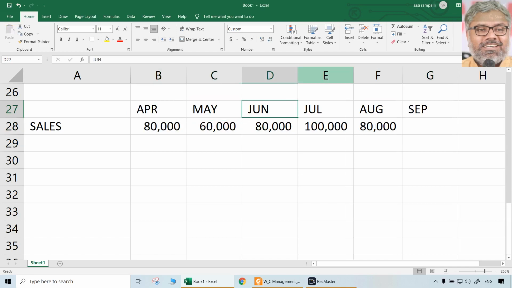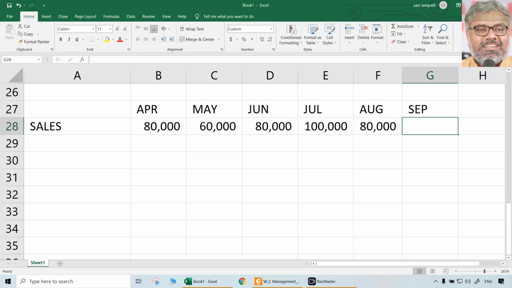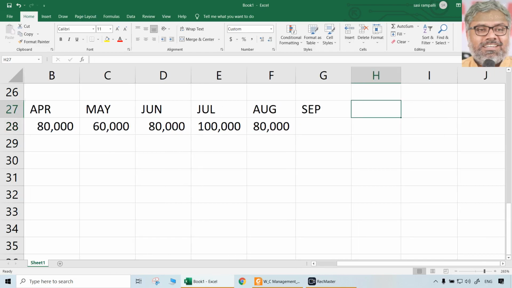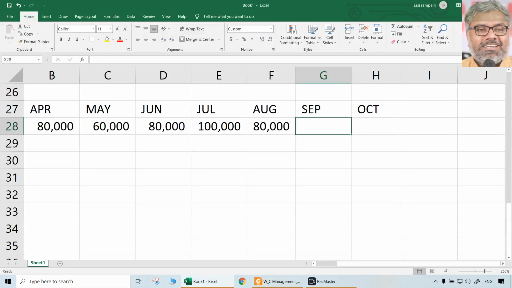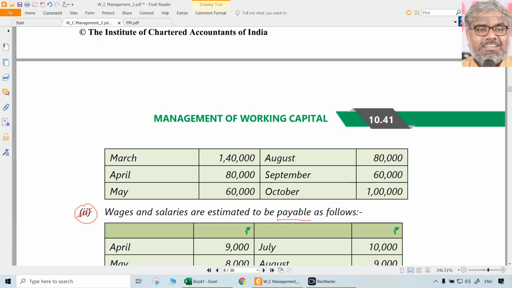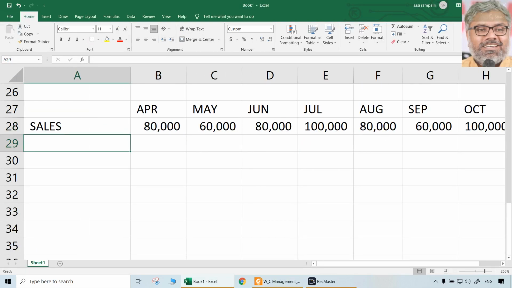So let us take the sales of these months: September, and even October sales we will require, because the purchases payment will happen in the month preceding the month of sale. So August 80,000, September 60,000. Earlier it was not required, now it will be required. October 1 lakh. These are the sales.